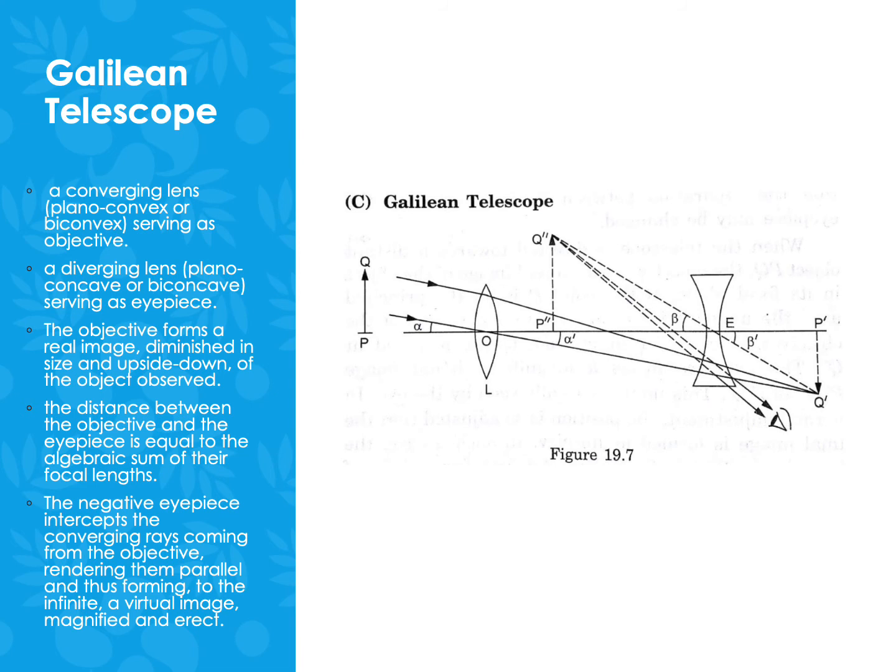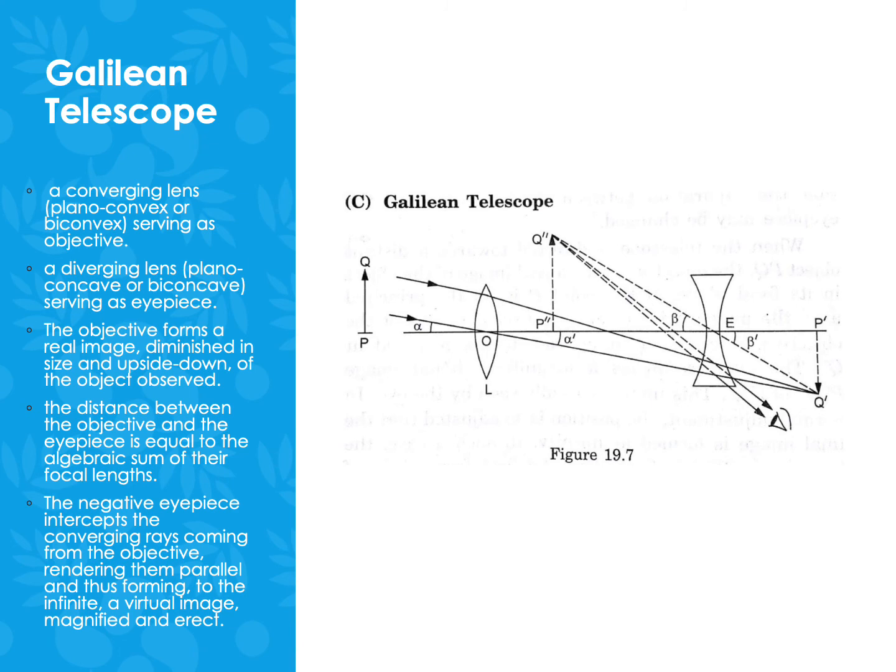If we revise quickly the optics of the Galilean telescope, we'll find that it is composed of a converging lens, which is a plano-convex or a biconvex lens, serving as an objective lens, and a diverging lens, or a biconcave or a plano-concave lens, serving as the eyepiece. The objective forms a real image, and the image formed by the objective lens is diminished in size and upside down relative to the object which is observed.